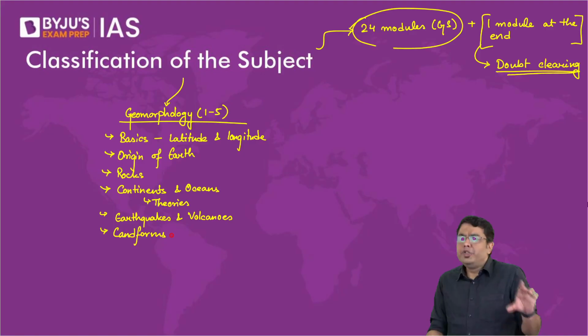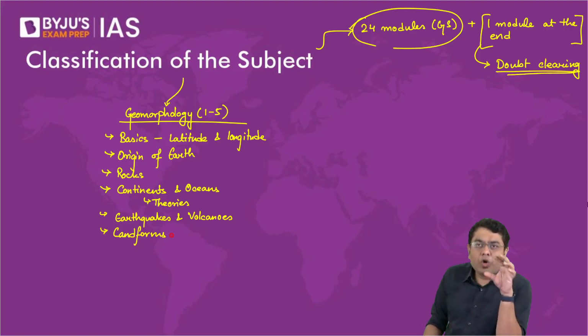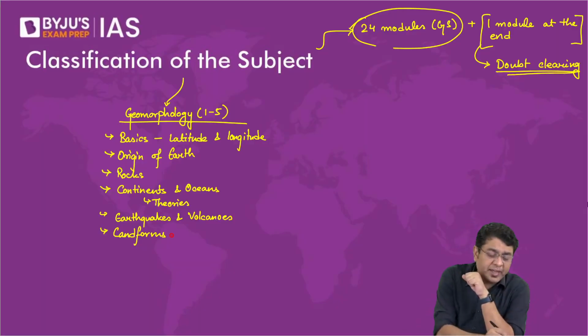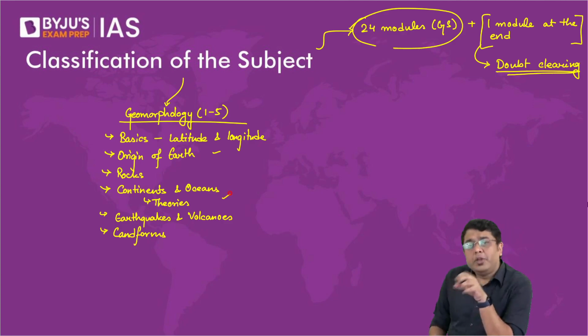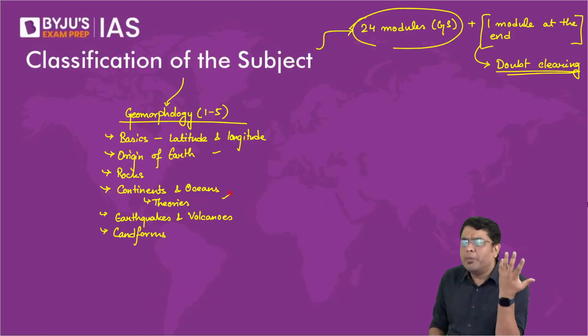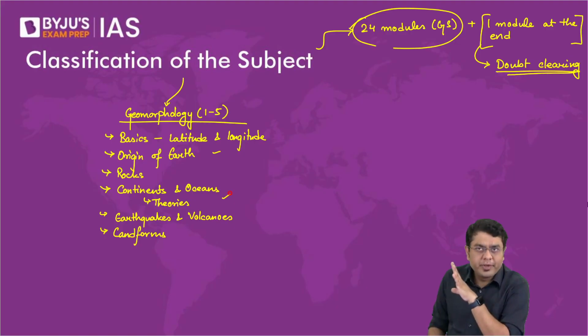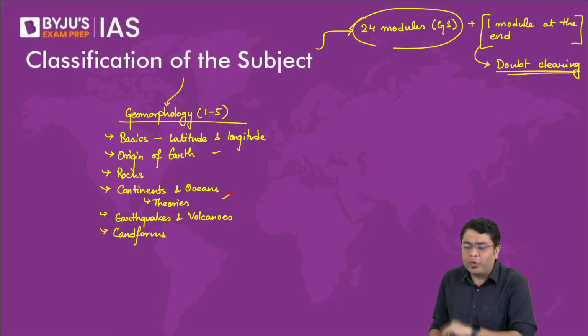Now that is geomorphology. Here the concept layering is required only in certain basic areas, for example, the origin of Earth, then these theories. This is where you need to understand the concept. Once you have understood these two basic concepts, the rest of geomorphology automatically follows. That is the beauty of this particular module.